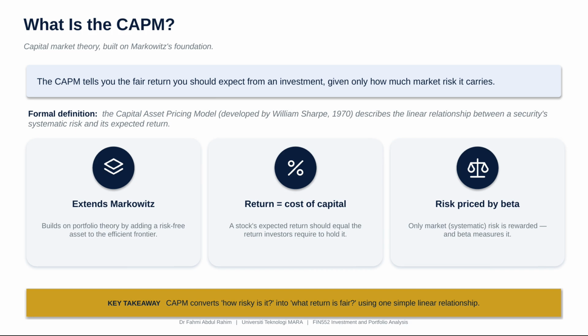The takeaway: the CAPM converts the question how risky is it into the question what return is fair, using one simple linear relationship. But to understand why only some risk is rewarded, we must first separate the two types of risk.